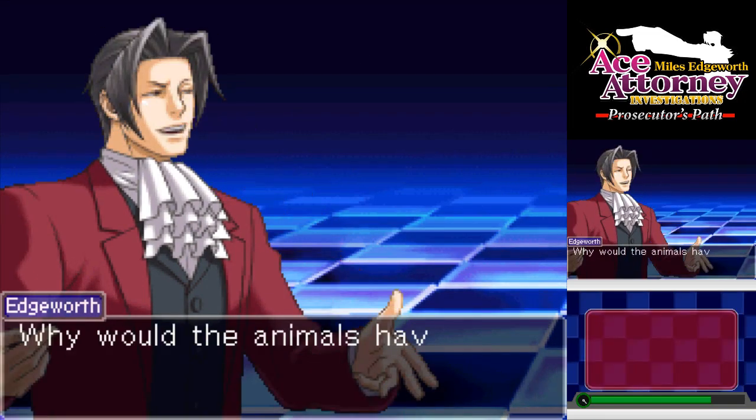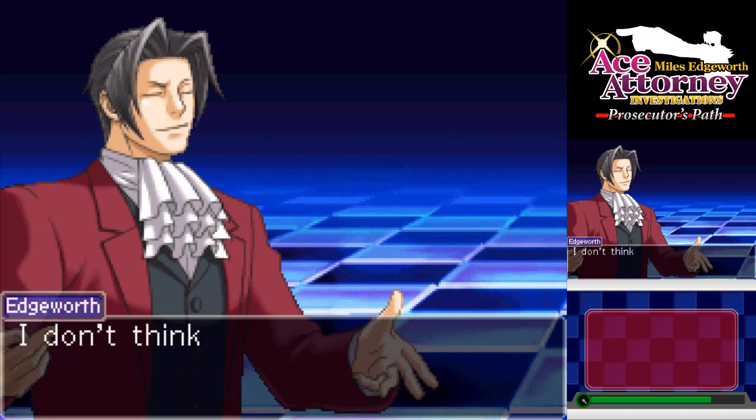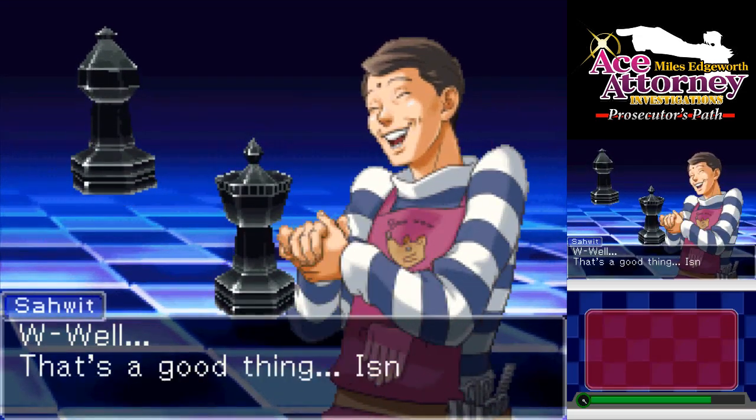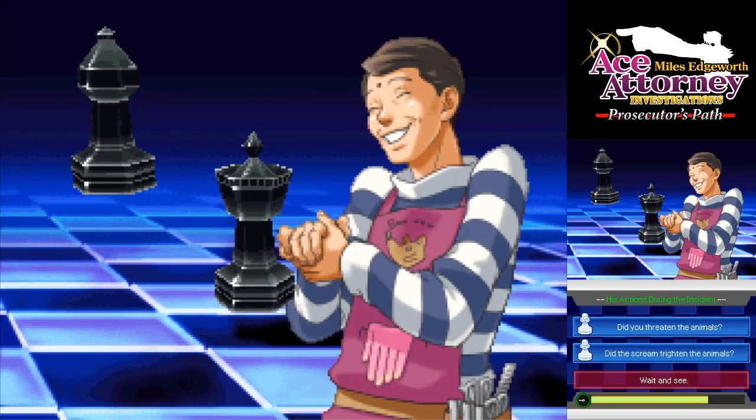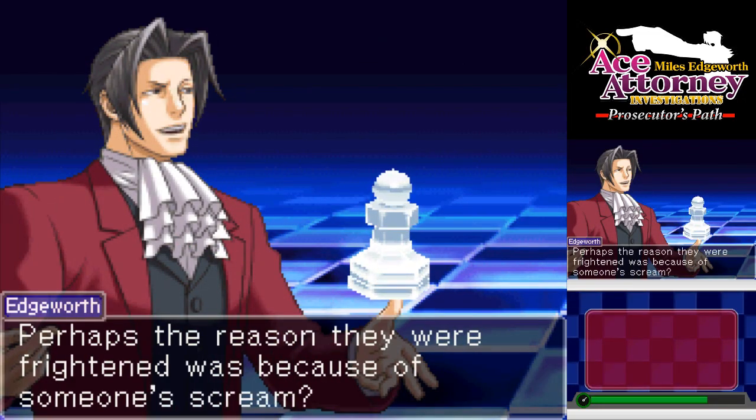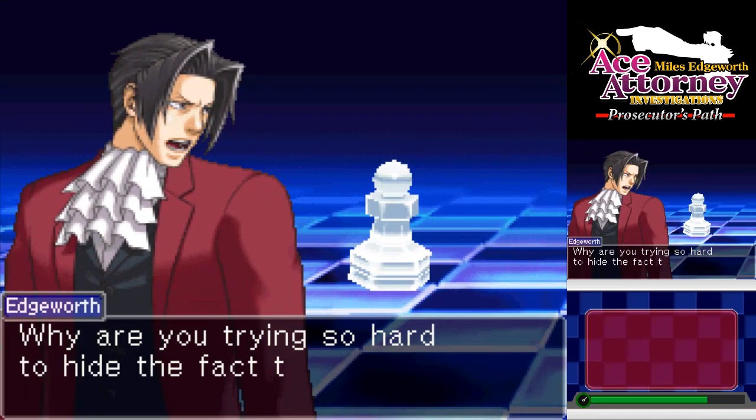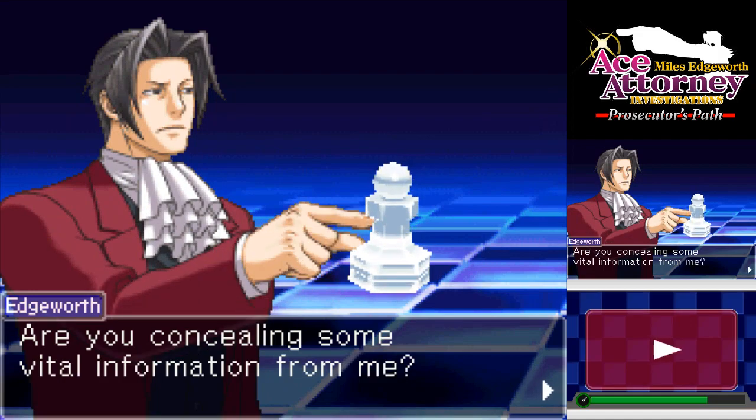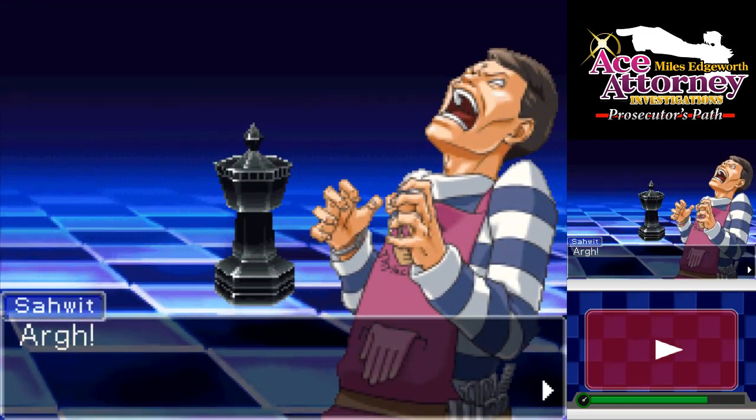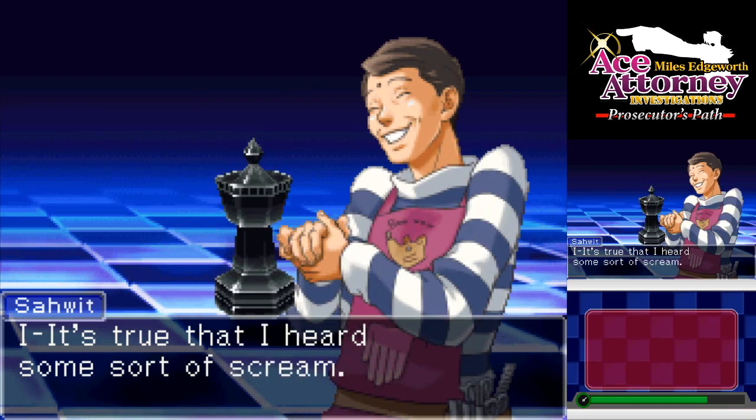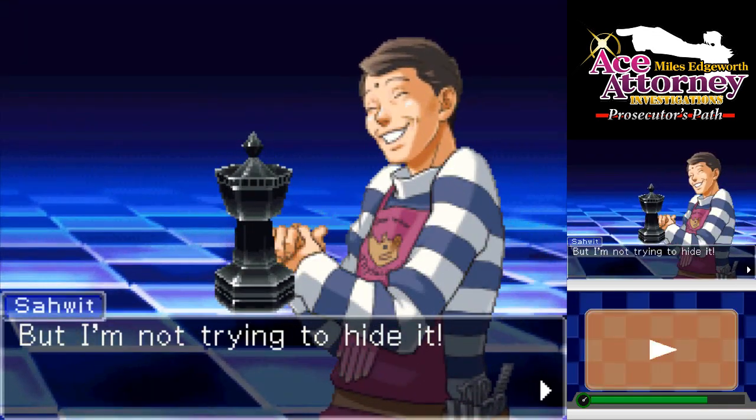Frightened? Why would the animals have become frightened? I don't think that's a common occurrence. Well, that's a good thing, isn't it? Perhaps the reason they were frightened was because of someone's scream? Why are you trying so hard to hide the fact that there was a scream? Are you concealing some vital information from me? I am doing nothing of the sort. It's true that I heard some sort of scream, but I'm not trying to hide it.